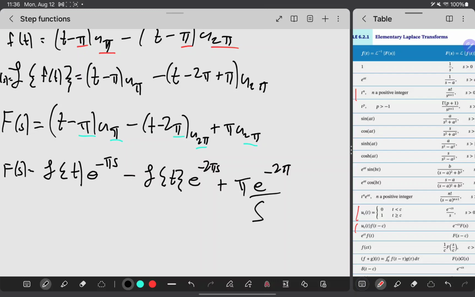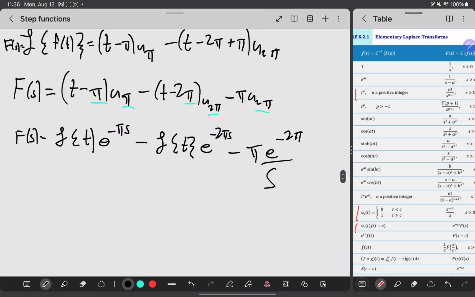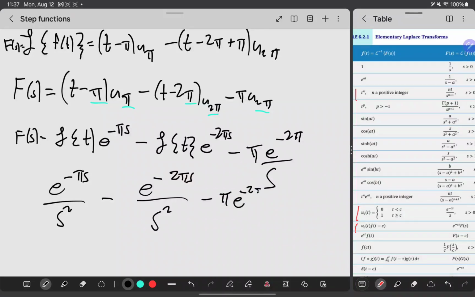Apparently that term is supposed to be negative. Oh yeah, I forgot to distribute that negative in. So that's minus, sorry. Small mistake. The Laplace of t is just like from the last problem. It was n factorial over s to the n plus 1, so it's 1 over s squared, right? 1 factorial is 1, and s to the 1 plus 1 is s squared. So that would be e to the negative pi s over s squared minus e to the negative 2 pi s over s squared minus pi e to the negative 2 pi s over s.